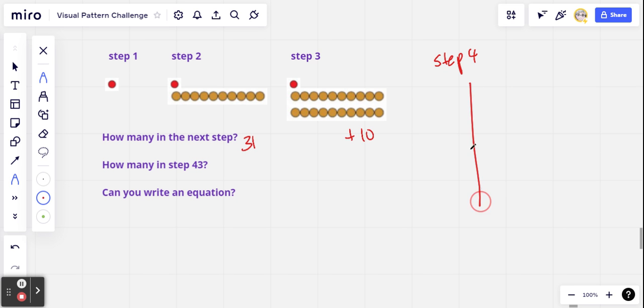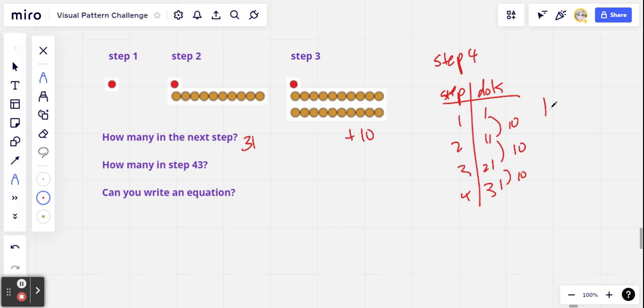If we look at the numbers in a chart, I'll make a chart with the step number and the number of dots here. In step 1, we've got 1. In step 2, that's 11. In step 3, that's 21. And in step 4, that's 31. And we can analyze these numbers by just finding the difference between each step. So 11 minus 1 is 10, 21 minus 11 is 10, and 31 minus 21 is also 10. So you can see we're getting a constant, the same number.